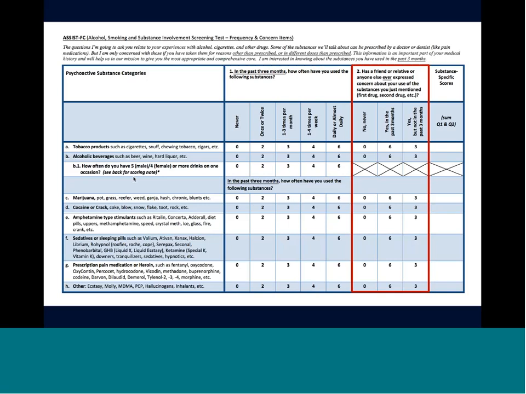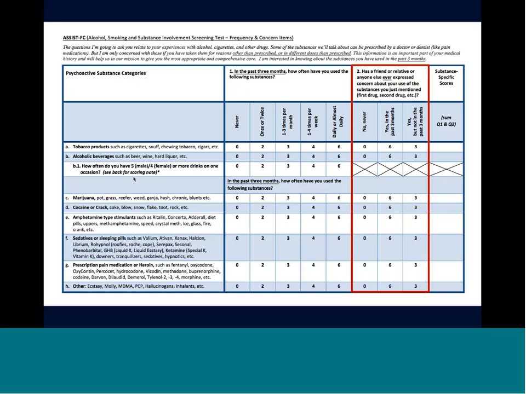So as I mentioned, question 2 asks about whether anyone has ever expressed concern about the patient's use of a substance and how recently that occurred. So regarding the alcohol section of the full Assist, a long-standing criticism is its inability to identify heavy episodic drinking or binge drinking, especially in individuals who may do so infrequently. Patients who binge drink occasionally may score in the low risk category on the full Assist, even though they are at risk of acute problems related to their alcohol use and would benefit from a brief intervention.